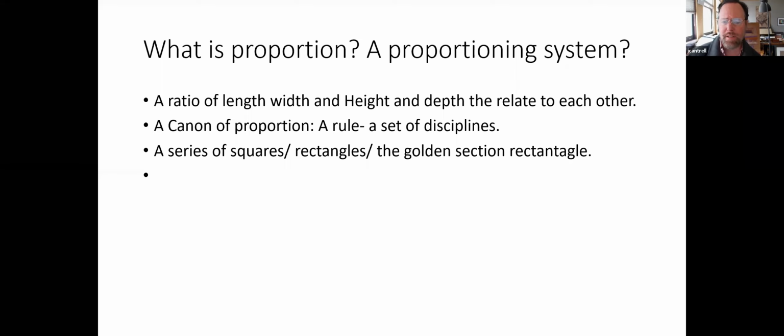You can pretty much identify the proportion of any building, any classical Renaissance facade just by using numbers or a series of squares or rectangles, particularly the golden section. I'm sure you've probably seen this in your history classes, your art classes, your architecture classes. A ratio of length, width, height, and depth that relate to each other is a proportioning system, which we've loosely seen in the first couple of slides.